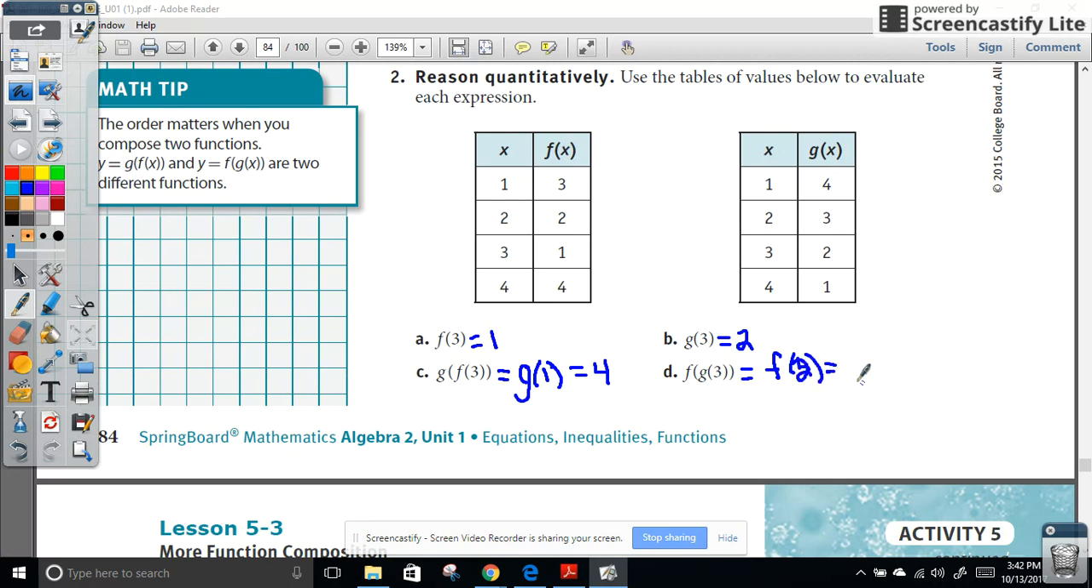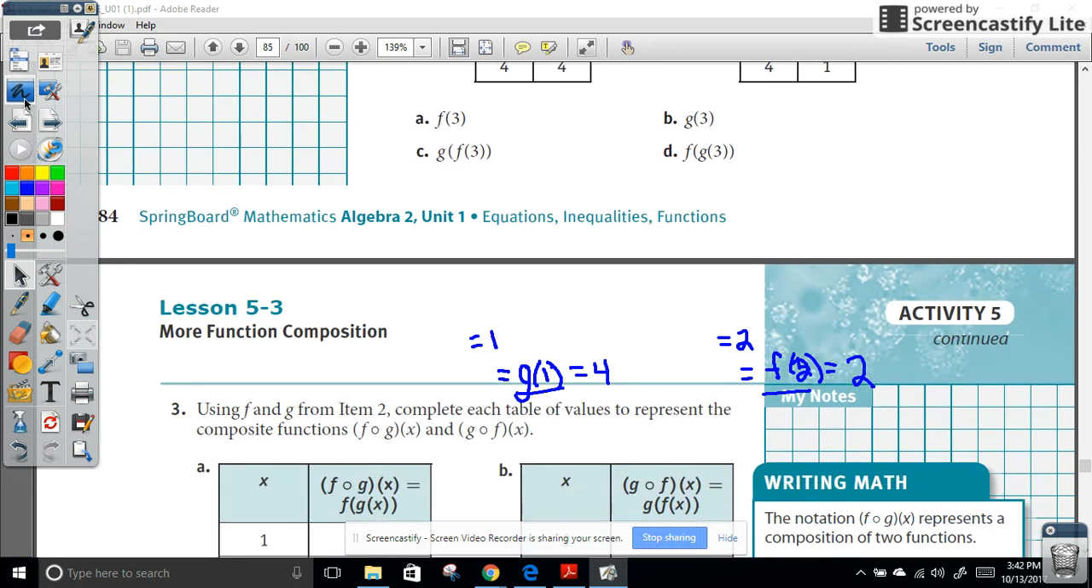Okay, so now they want you to find the value of the f function when x is 2. The value of the f function when x is 2 is 2. Now, you can skip this part. If you can do that part in your head, you do not have to write it down. But it helps at the beginning to write it down so that you don't get confused.